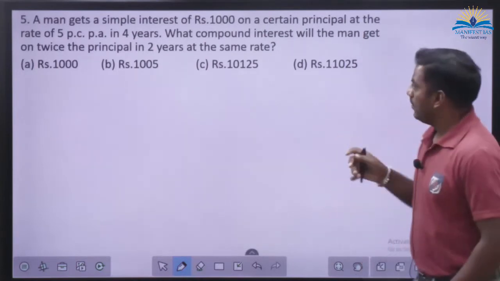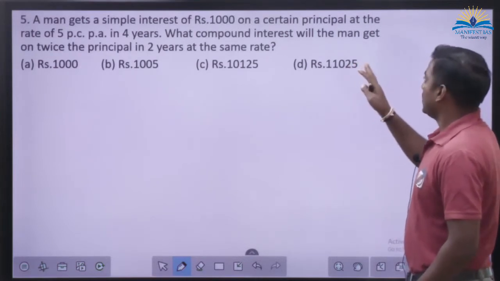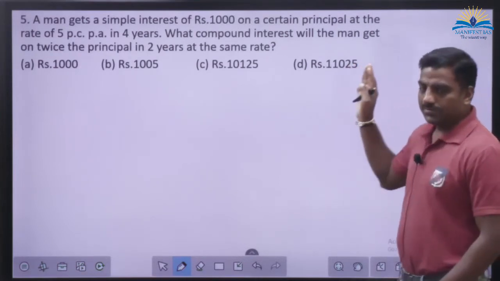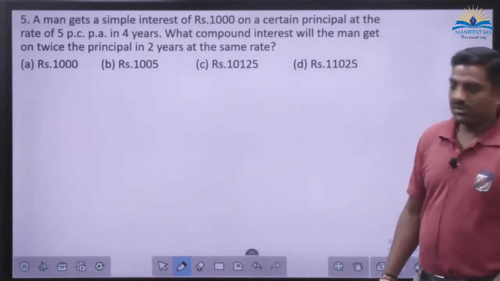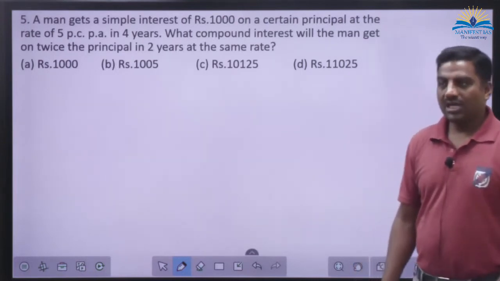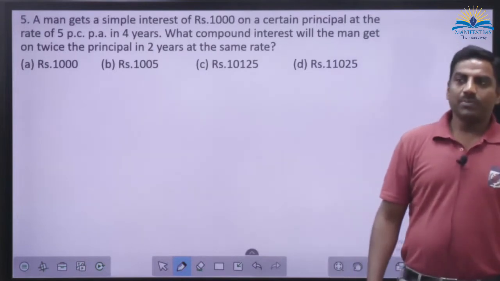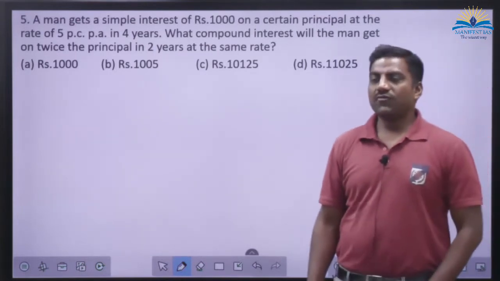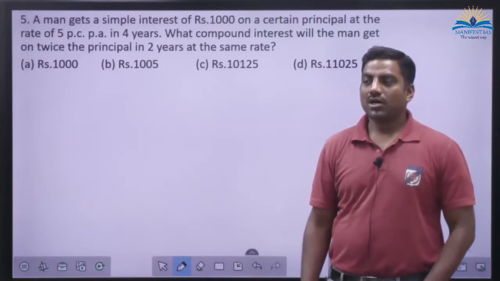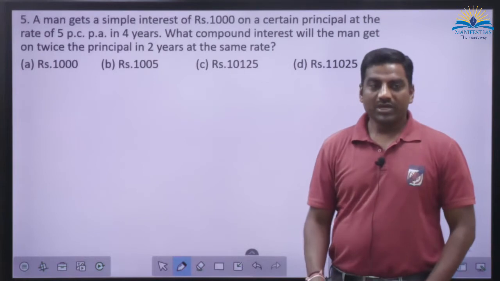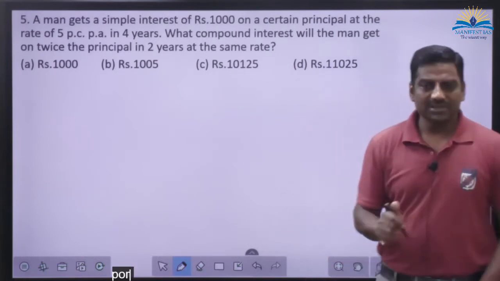Now, see, a man gets simple interest of rupees 1,000 on a certain principal. We don't know the principal. But what is the rate of interest? 5% per annum, 4 years. Now tell me, in 4 years, how much percentage would he earn? 5% per annum. In 4 years, how much? 20%, right? Every year 5%, so 20%.